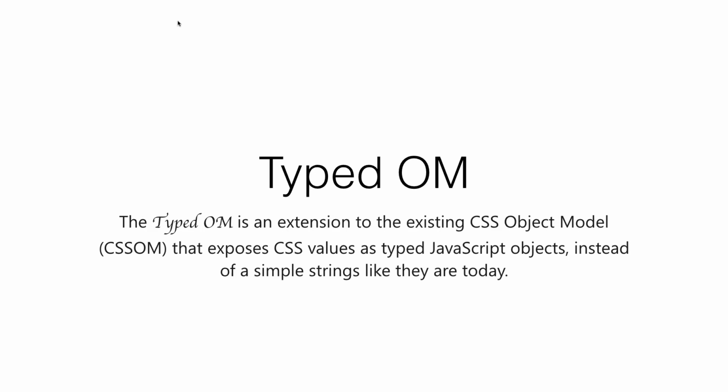Then you have typed OM. Well, typed OM, what is it? Typed OM is an extension to the existing CSS object model that exposes CSS values as typed JavaScript objects instead of a simple string like they are today. So when you want to manipulate certain things within JavaScript, nowadays what we are doing is just provide a string there, and then that string will be converted towards something that CSS can interpret. But for example, opacity accepts a number, right? So we want to have some more control on top of that, and that's why we have typed OM.